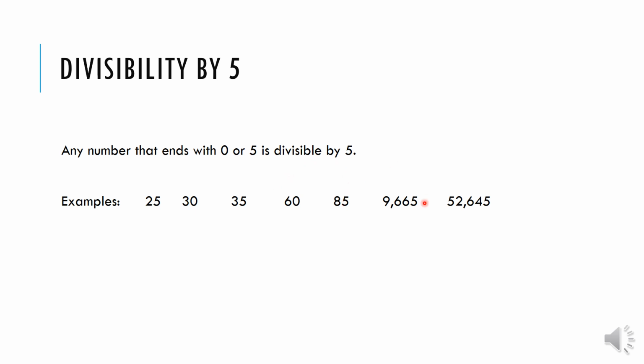60, 85, 9,665, 52,645, they are all divisible by 5 since they end with 0 or 5. Please, you have to study the highlighted sentence. So any number that ends with 0 or 5 is divisible by 5.